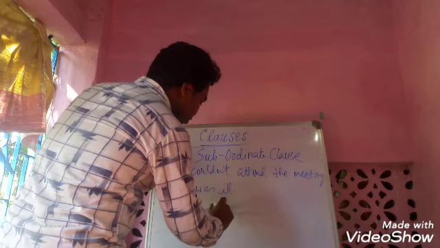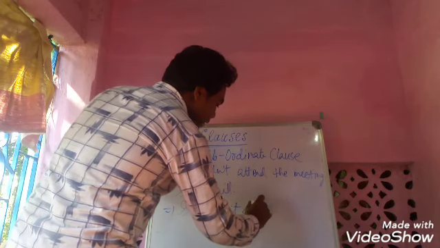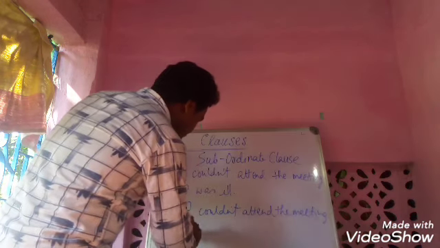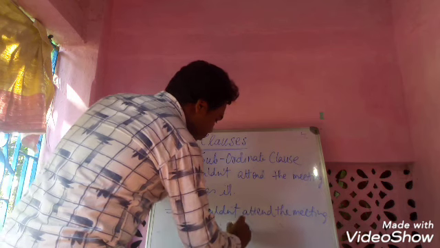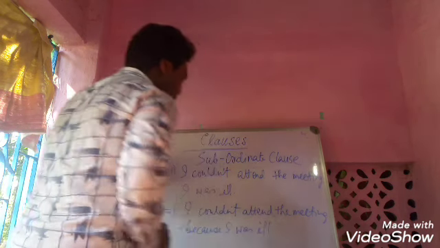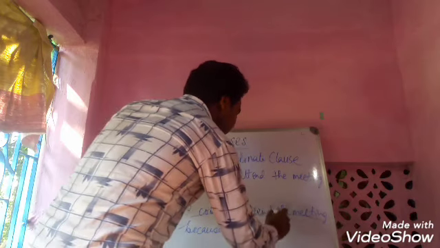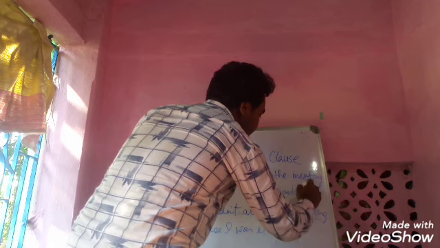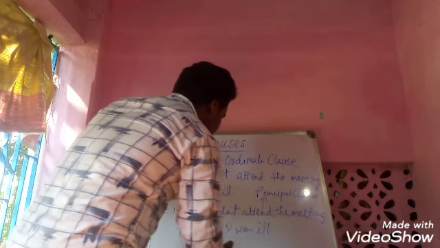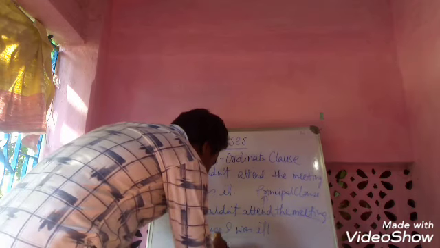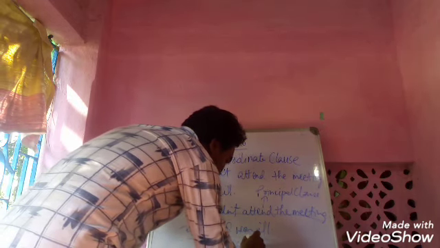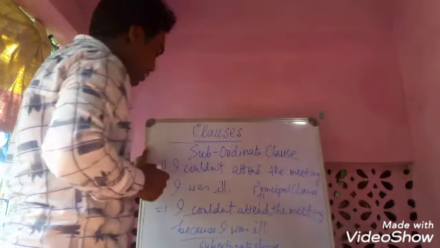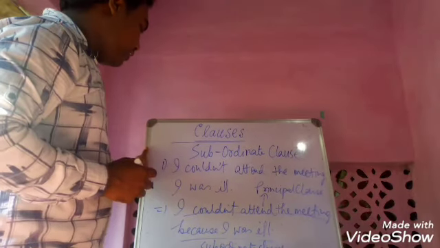So I could not attend the meeting because I was ill. I could not attend the meeting, this is the principal clause. Because I was ill, this is the subordinate clause. I hope you guys have understood about principal clause and subordinate clause.